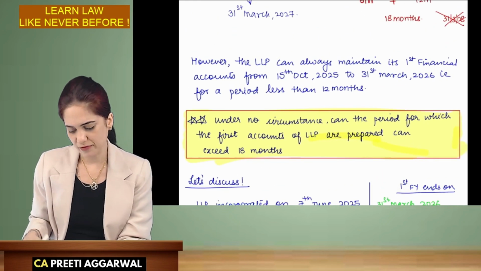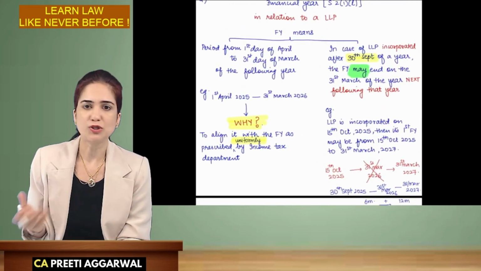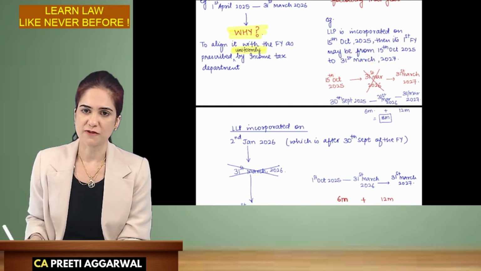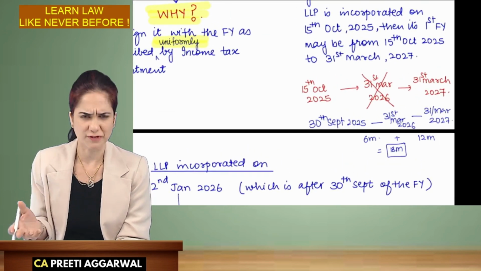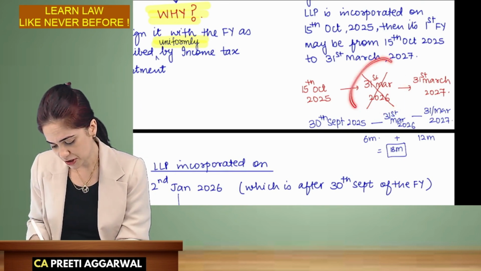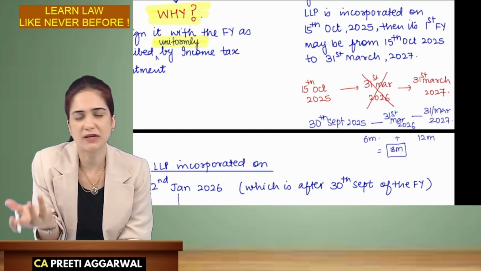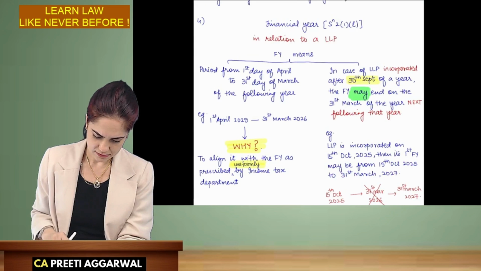LLP can, however, it's your wish. The word used was may. I have highlighted may. It's your wish. If you want, you can prepare the accounts up to 31st of March. You can end your first financial year on 31st of March 2026, but it is your wish. So you can either end the first financial year on 31st March 2026 or you can end it on 31st March 2027. We are giving you an option. So, students, please write this.